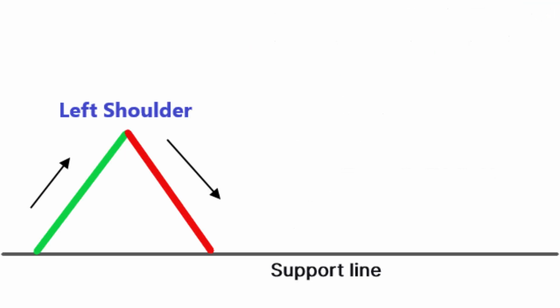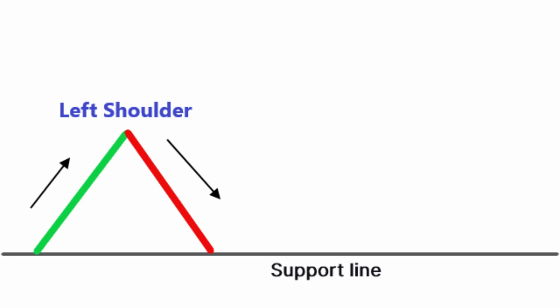While the price is moving inside an uptrend, it makes a peak. This peak is considered the left shoulder. Then, as buyers lose strength, the price pulls back. This pullback usually goes down to a certain support area, close to the neckline.